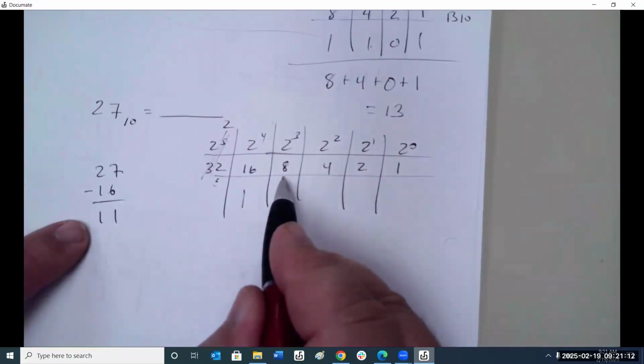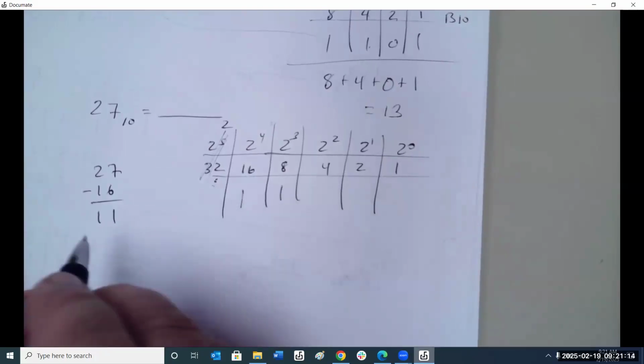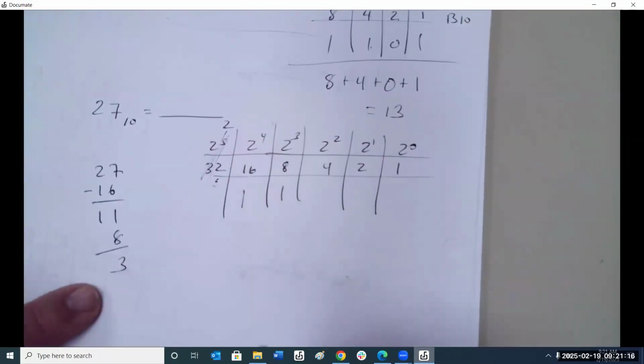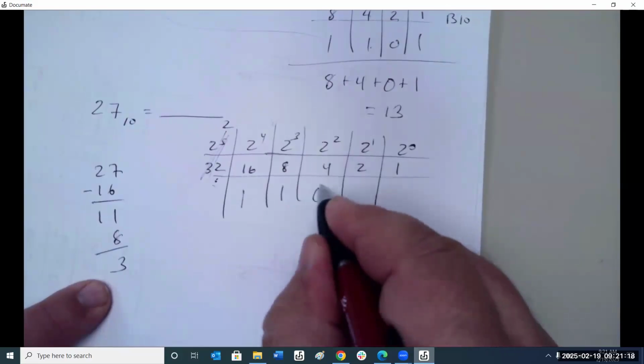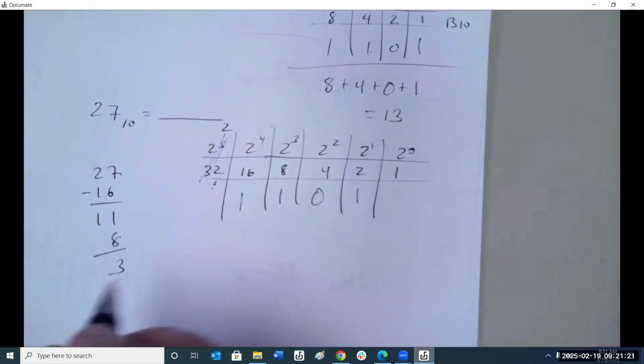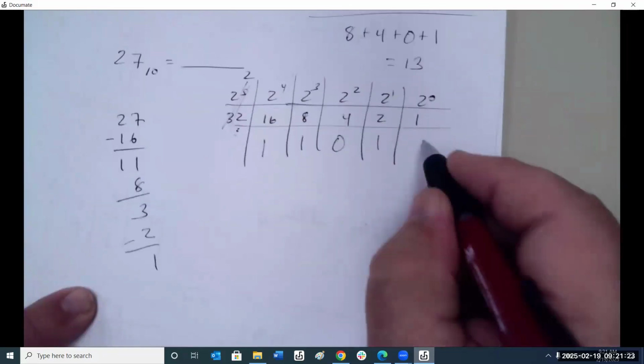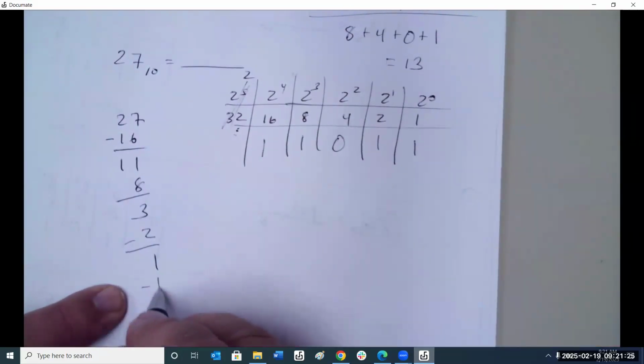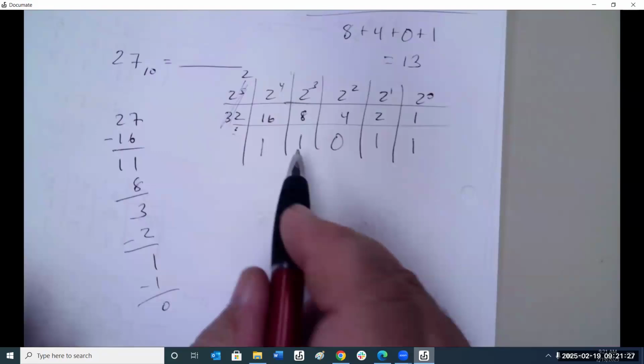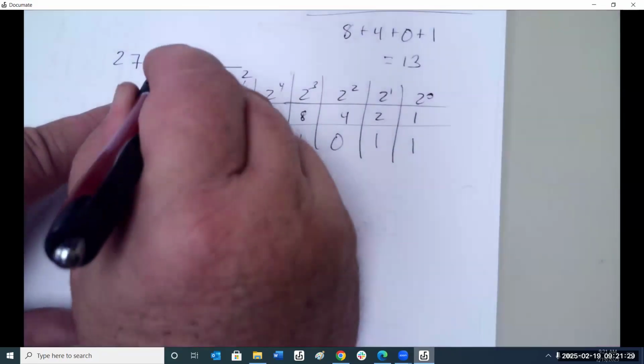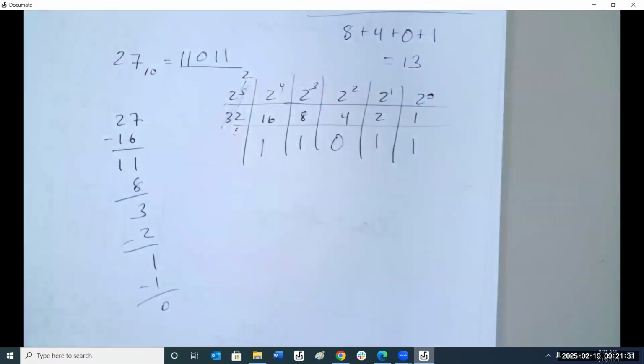Does 8 fit into 11? One time. Does 4 fit into 3? Does 2 fit into 3? Does 1 fit into 1? So my base 2 number is 11011 base 2.